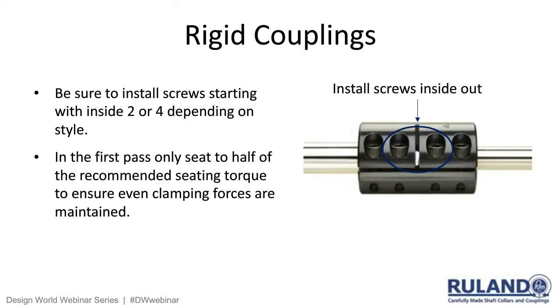Rigid couplings: be sure to install screws starting with the inside 2 or 4, depending on the style. So here's an example. This is a 4-screw version that we're looking at, and the way this coupling should be installed is the 2 inner screws should be tightened to 50% of the total torque you're going to tighten the screws to. Go out to the outer screws, bring those up to 50% of the torque. Go back in, bring the 2 inside screws up to 100%, and then go to the outside screws and bring them up to 100%. That sequence of tightening those screws is very important.